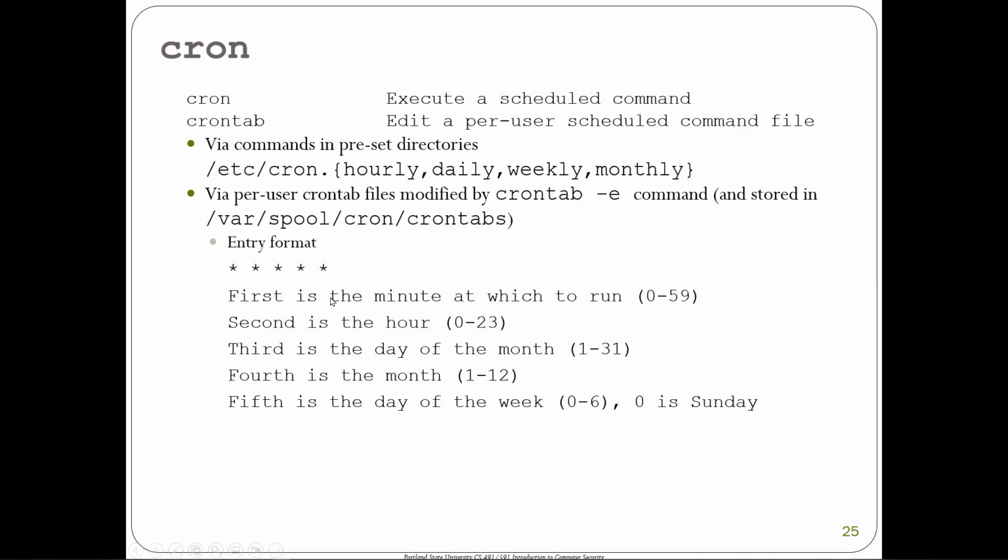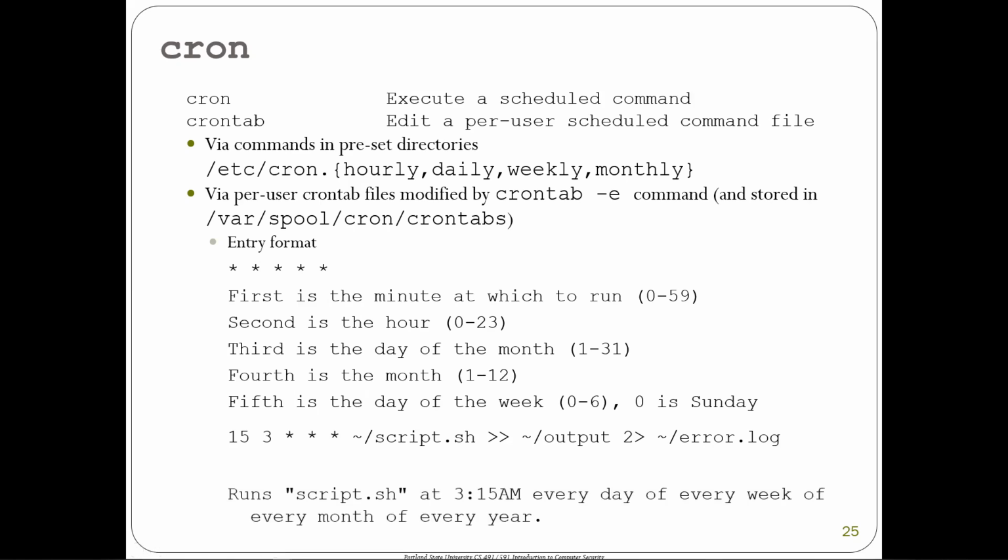An example line in a crontab looks like this. On the 15th minute of the third hour, on every single day of every single month, on every single day of the week, I want you to run this command. This command is basically invoking a script and sending the output to different files. So that's basically the semantics of a crontab.